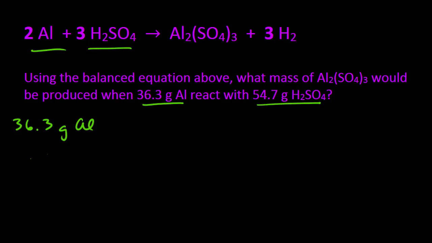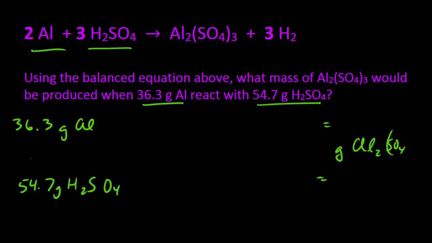So we have the 36.3 grams of aluminum and the 54.7 grams of the sulfuric acid. And in each case, we wind up wanting to convert to grams of aluminum sulfate. Now we're going to wind up calculating two answers, one here and one here, and in the end, we will wind up selecting the smallest of those two answers. So, let's go ahead and get started.